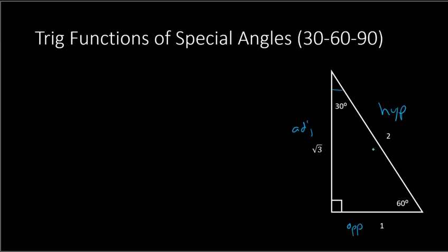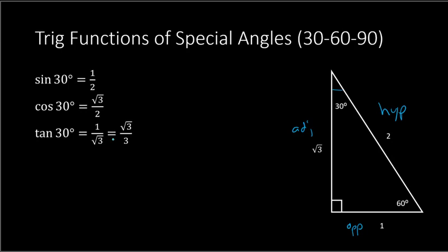All right, so the sine of 30 would be opposite over hypotenuse, or 1 over 2. Cosine would be adjacent over hypotenuse, which would be the square root of 3 over 2. Tangent of a 30-degree angle is opposite over adjacent, which is 1 over the square root of 3, which can be rationalized by multiplying top and bottom by the square root of 3, and that would give you the square root of 3 over 3.